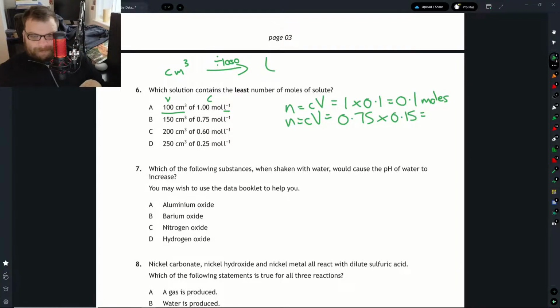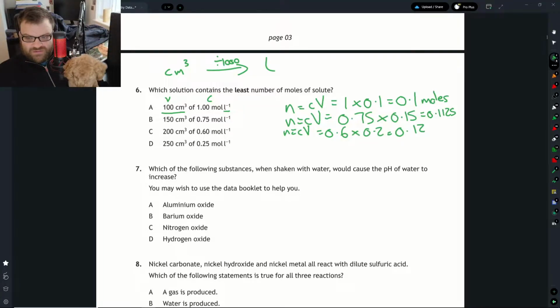Multiply them together. Not doing that in my head. It comes out as 0.1125 moles. Next up, that's going to be 0.6 times 200 divided by 1,000 is 0.2. Gives 0.12 moles. And lastly, that's going to be 0.25 times 0.25. 250 divided by 1,000 is 0.25. That comes out as 0.0625. Answer would be D.